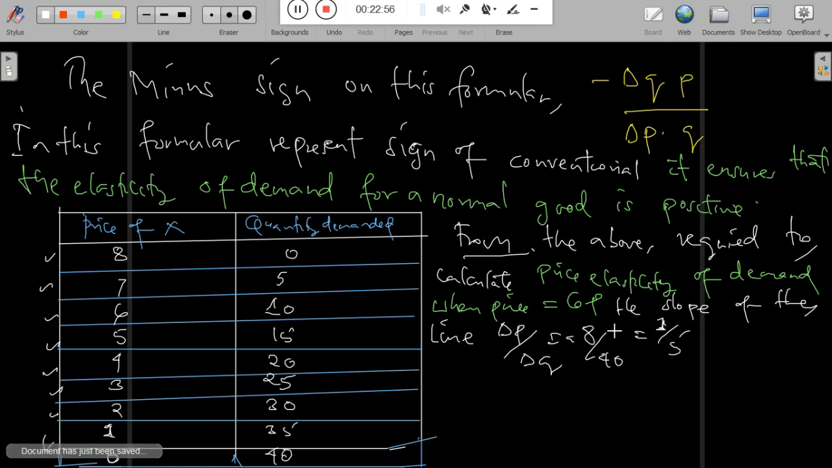So we have the change of P over the change of Q, that is negative 80 over 40. We take out the slope of the line, that is the change of price over the change of Q, given by taking the price of X at 6p. So we take out 8 as the price of X, that is negative 8. The slope of the line is negative 8 divided by 40, which equals negative 2 over 5.